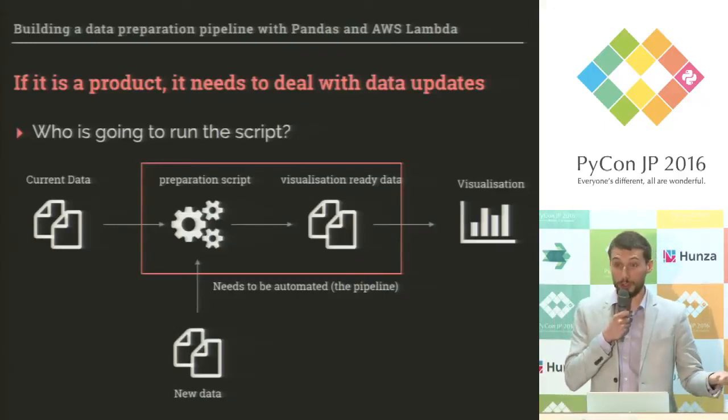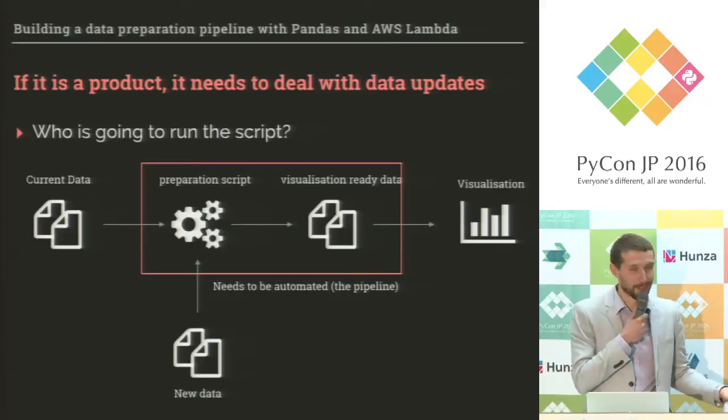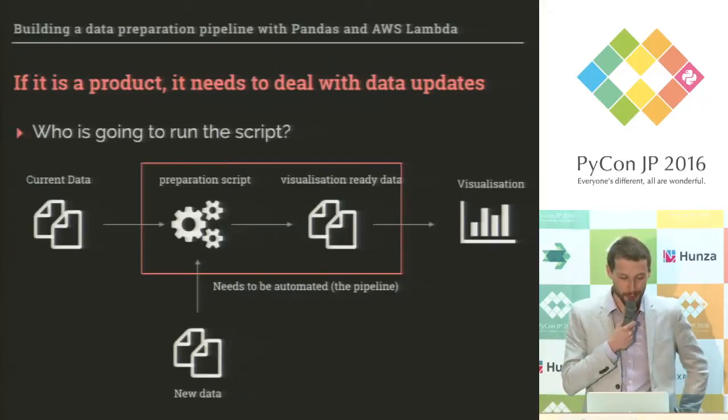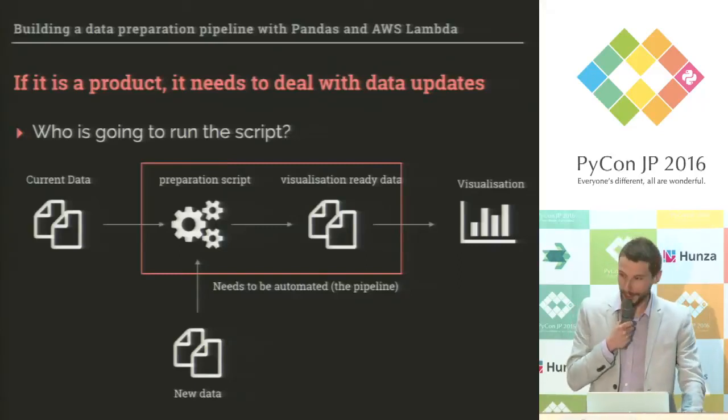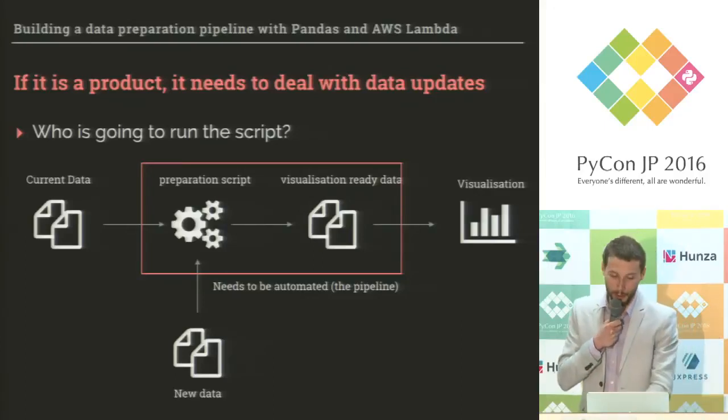And when you need to run a script, someone has to run it. If it's not you, and I don't think it will be a journalist or your sales team, it's better to just automate everything, and that's why you will need a pipeline at some point.